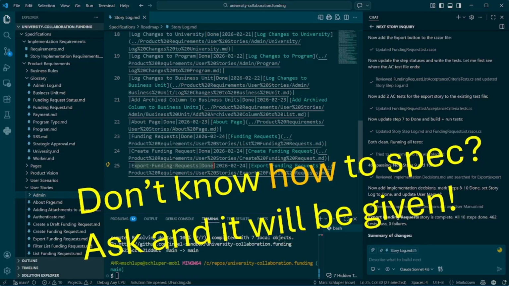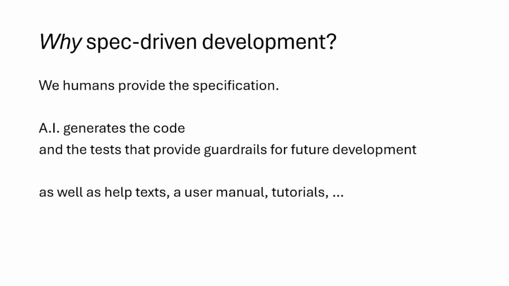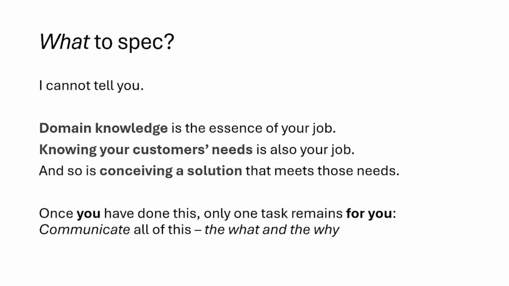This is about improving your specifications with the help of AI. But first, some context. Why would we do spec-driven development? Well, we save a lot of time if we humans can provide a specification and then let AI generate the code and the tests that provide guardrails for future development and anything else that can be derived from the specifications.